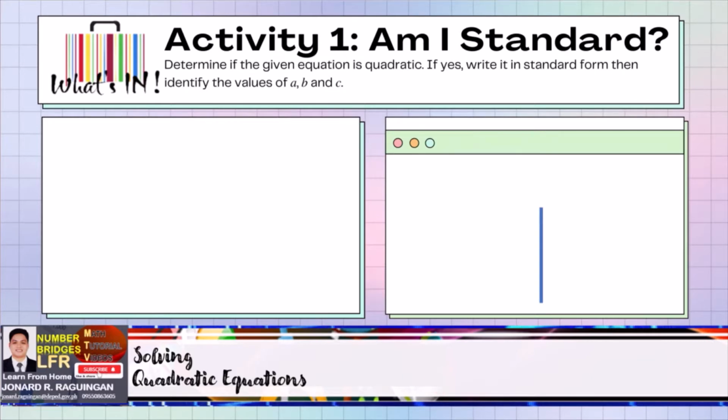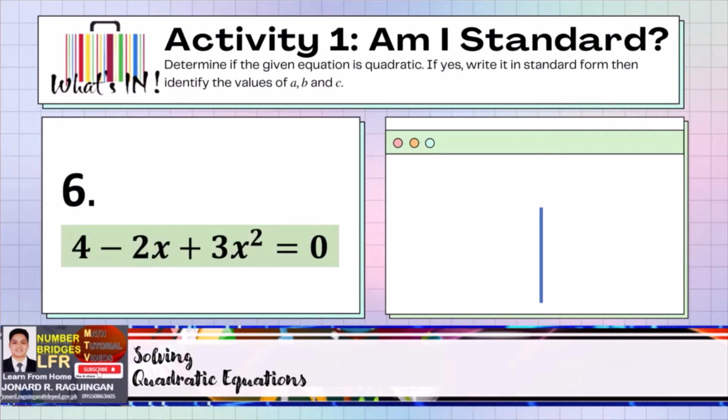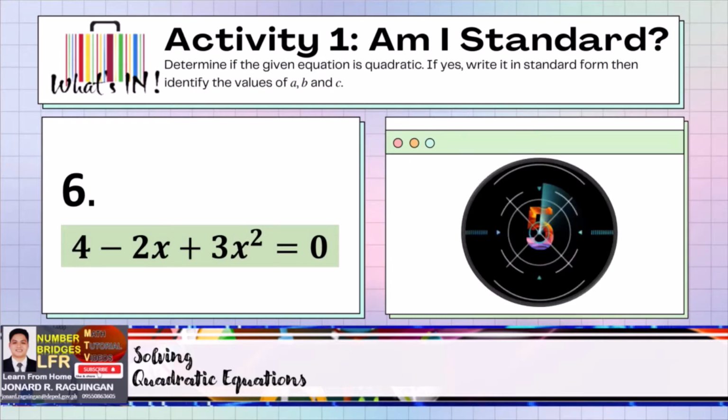For number 6, we have 4 minus 2x plus 3x squared is equal to 0. You have 5 seconds to answer that. Your time starts now.